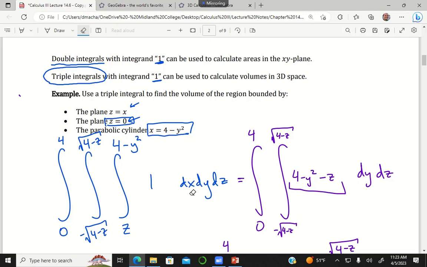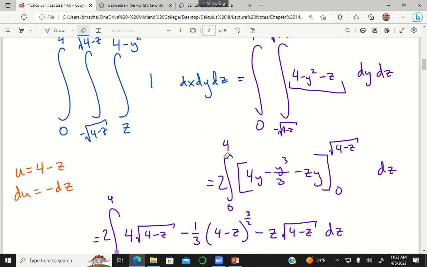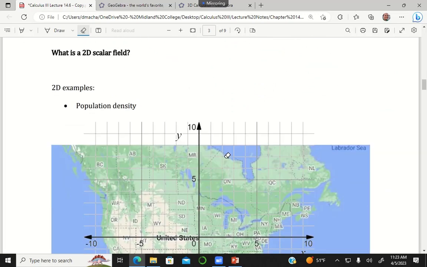In fact, for triple integrals, there are 6 different ways you could do the order of integration with rectangular coordinates. You could do dx dy dz, dx dz dy, dy dx dz, dy dz dx, dz dx dy, and dz dy dx. And so there's 6 different ways you could do the order of integration. And so I would need 6 semesters to show you all the examples.